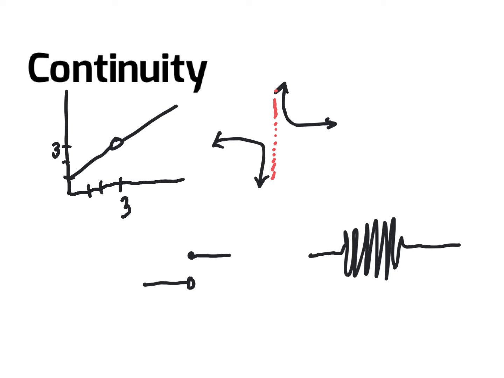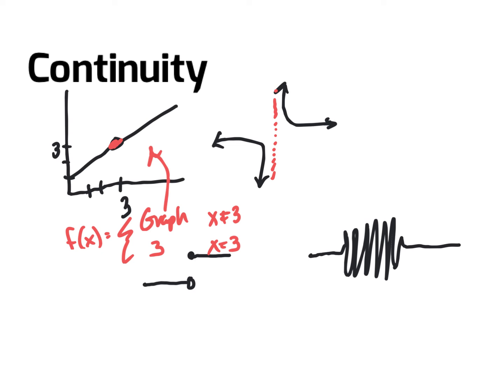We can fix this discontinuity by defining the function as the graph, as long as x isn't 3, so we have a hole at 3. But at 3, I want to fill that hole like that. We call this a continuous extension. So we can fix the discontinuity, and that's why it's called removable. Again, you can't fix any of the others because the limit doesn't exist.